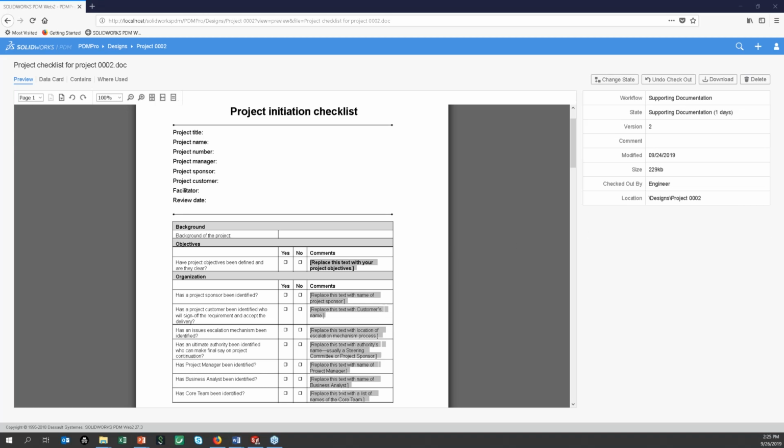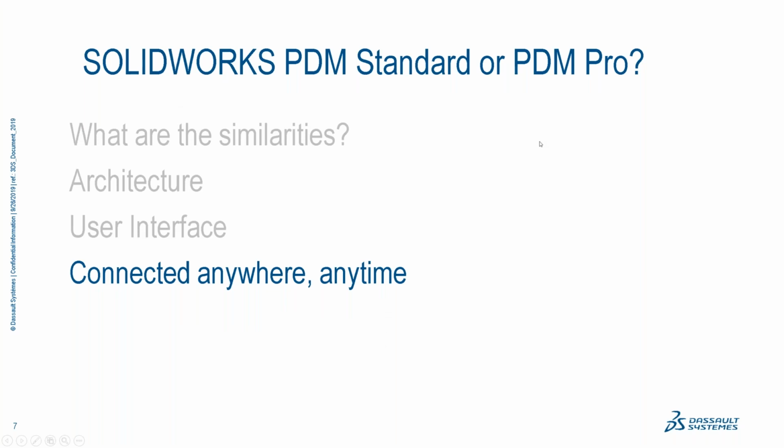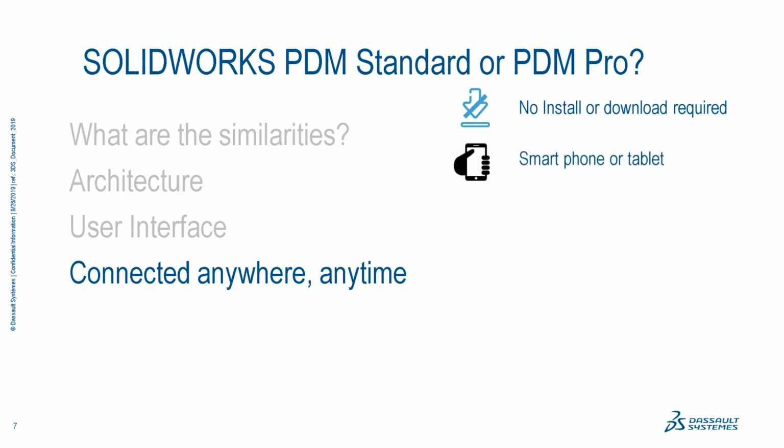So we looked at Web 2, and we saw how, without the need of installing software, we can get access to the files, and security is in place as well. And we can access the files from a smartphone or a tablet. It doesn't matter in that respect. And everyone can be connected to basically one single source of truth.